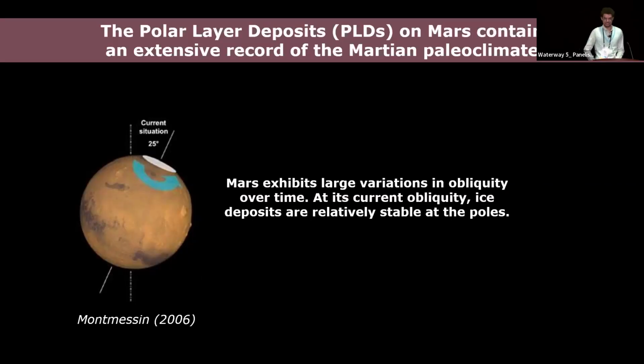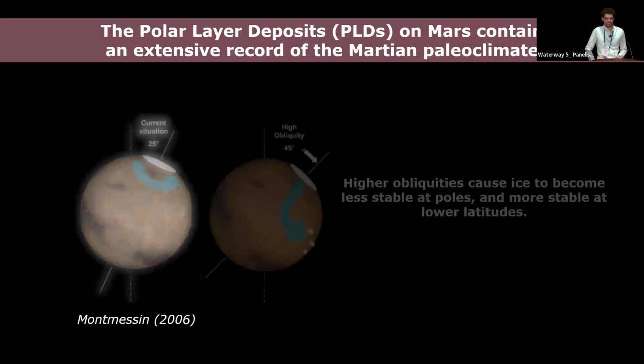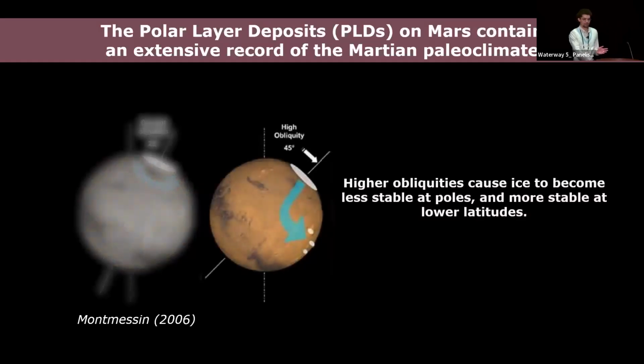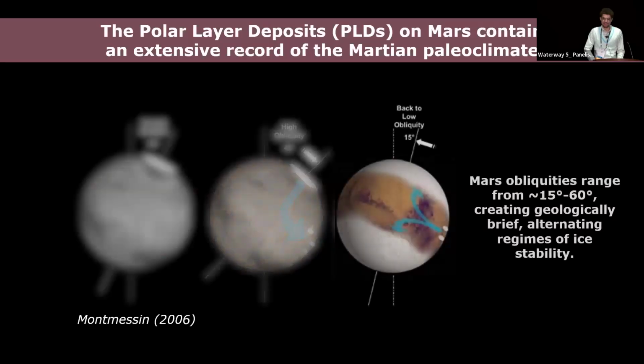However, Mars exhibits extreme obliquity shifts from 15 to 60 degrees. And so when Mars gets higher obliquity, the poles get more direct solar radiation, and ice becomes less stable at the poles and more stable at the lower latitudes. And so when Mars gets lower obliquities, ice becomes more stable at the poles and less stable at the lower latitudes. These periods of ice stability regimes are believed to be captured in the polar layer deposits, similar to how sedimentary records on Earth can show us the paleoclimates on Earth.